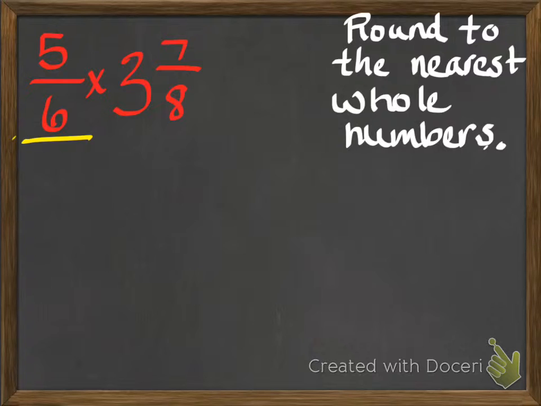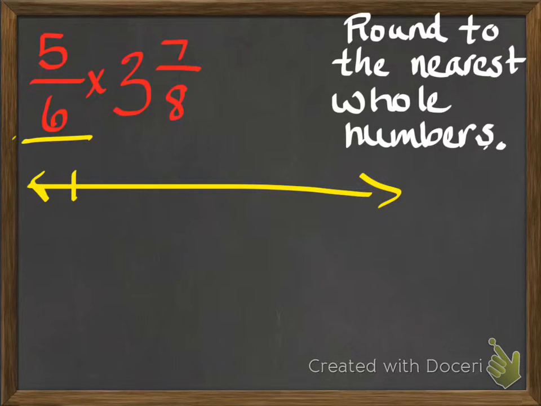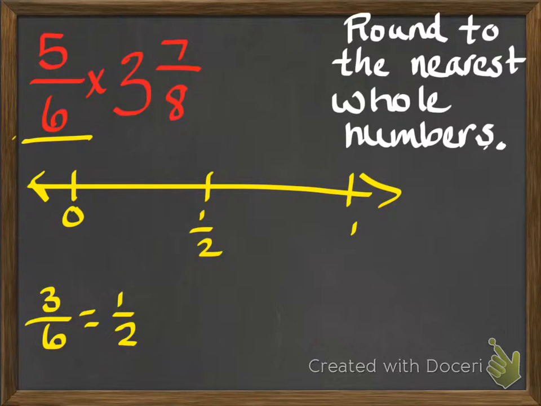Let me show you. So I've got 5/6 on my number line. I'm going to think of where 5/6 would be. I've got 0, I've got 1, and I've got 1/2. I know that 3/6 equals 1/2. So 5/6 is going to be greater than that. So it's probably going to be somewhere around here. So that's really close to 1. So I'm going to round it up to 1.